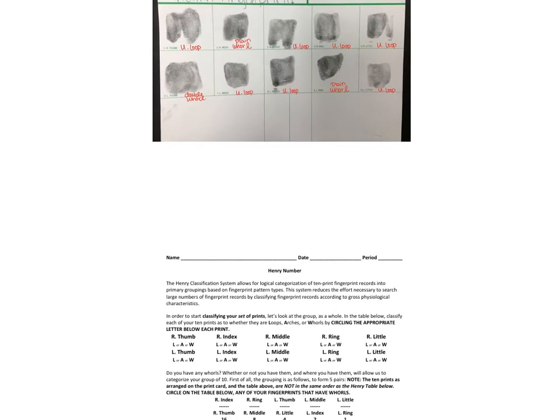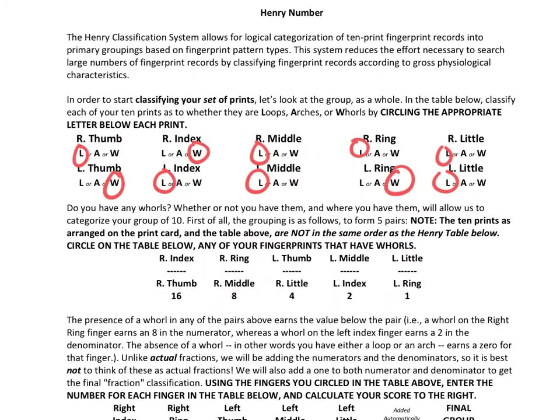For example, on mine, I have an ulnar loop for my right thumb. So I'm going to put a loop, and then I have a whorl, and then a loop, and a loop. On my left hand, I have a whorl, a loop, loop. Nope, that's a whorl, and a loop for the last one. So the first thing you have to do is go through and identify which ones are loops and which ones are whorls. The only thing I really care about with this classification system is the whorls and where you have them.